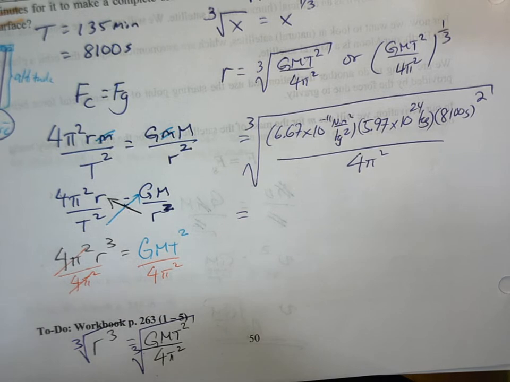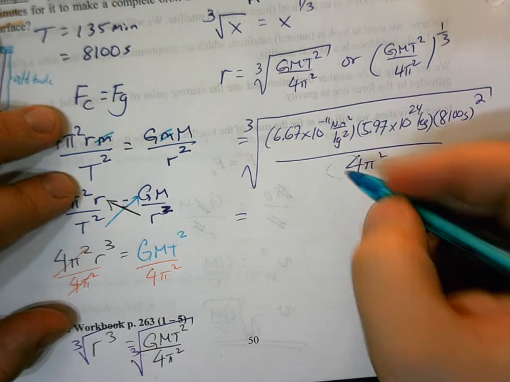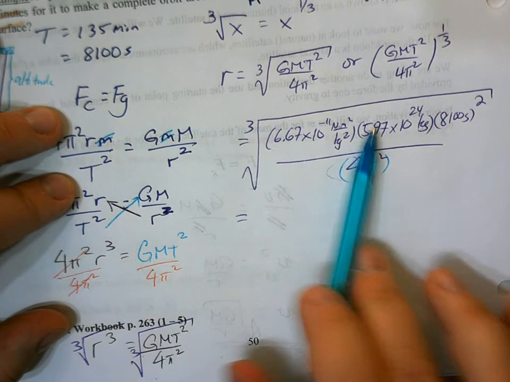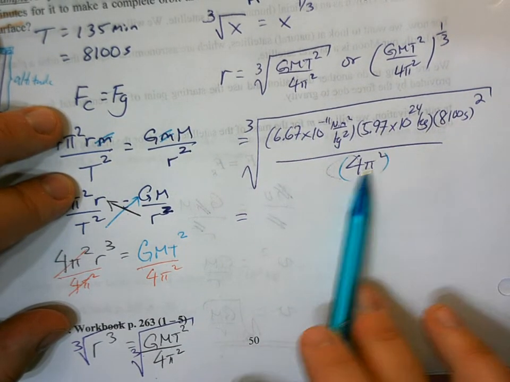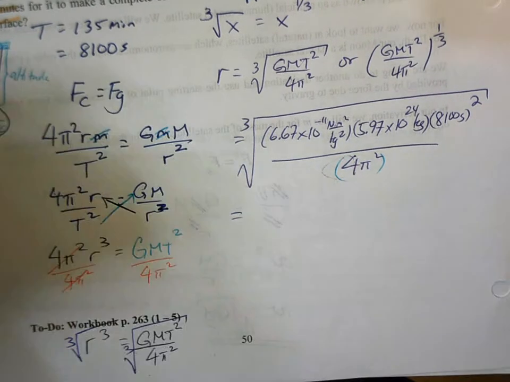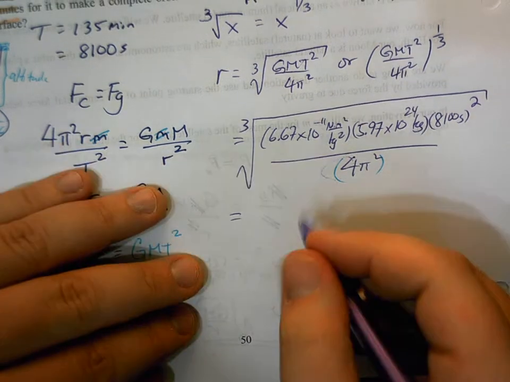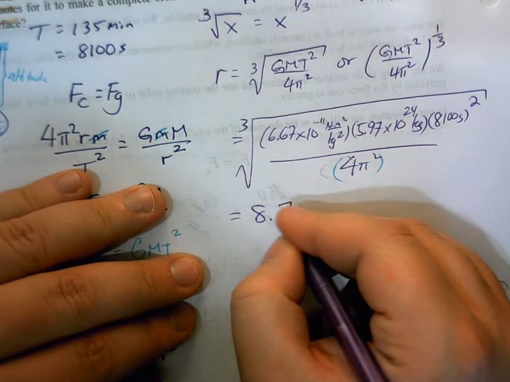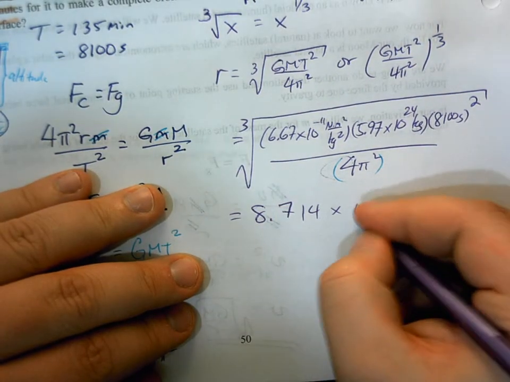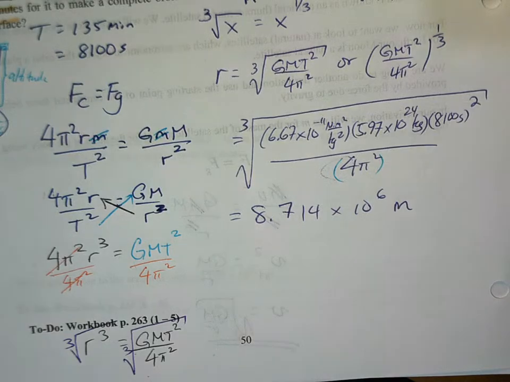And the big mistake here, and a lot of students make it, watch out for that 4 pi squared in your calculator. Put brackets around it because you want this whole top to be divided by 4 pi squared as a whole. You don't want this top part to be divided by 4 and then be multiplied by pi squared. So put your brackets around that. So I'm going to get about 8.714 times 10 to the 6 meters. Now that's great, but what I would like is the altitude.